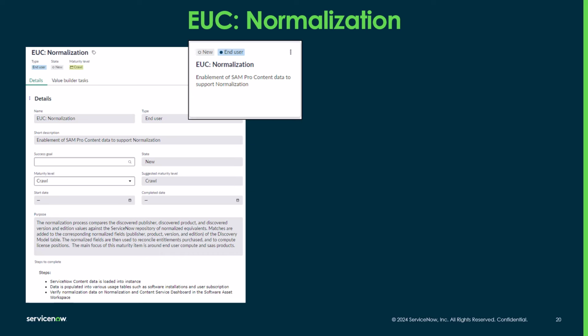Because a lot of the data coming in from all these different sources can be different, and depending on how things are installed, they can be different, right? So you need to have that normalized.